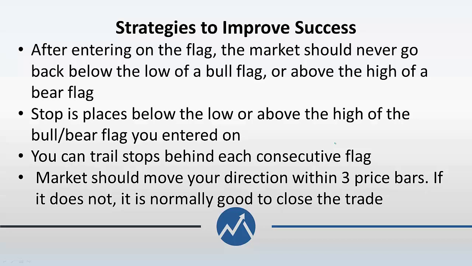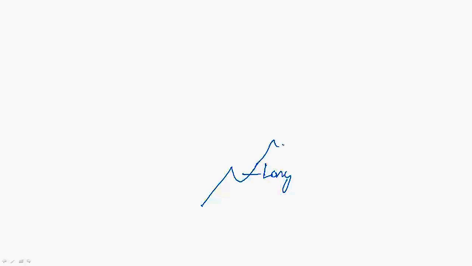The other thing is you can trail your stop behind each consecutive flag. For example, each flag has its own no-go zone. So if we have a bull flag here and we get long, and then this goes up and we have another bull flag and another bull flag and another bull flag, we can trail our stop up behind each one of these flags because if the market's going to continue, it should not go back into the no-go zone, right?